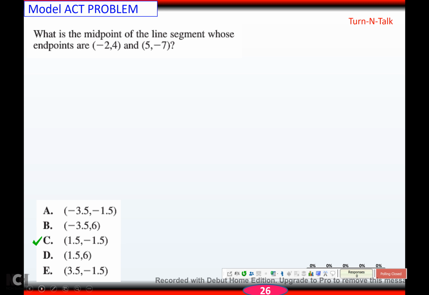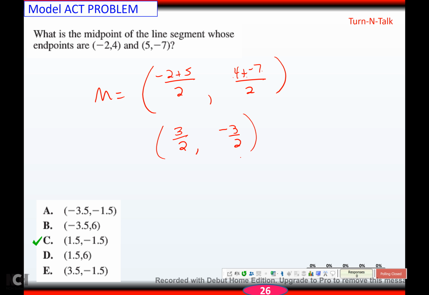And hopefully you got C. So they want midpoint. Midpoint, you average your x's, so negative 2 plus 5 divided by 2, comma, you average your y's, so 4 plus a negative 7 over 2. Well, negative 2 plus 5 is going to be 3 over 2. 4 plus a negative 7 is negative 3 over 2. There's your midpoint, but they're in decimals. That's 1.5, and that's negative 1.5.